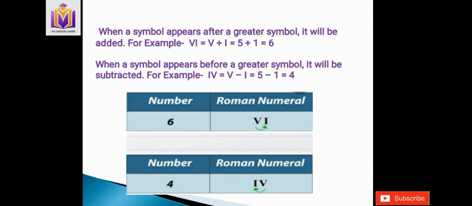Here is an example. A diagram shows how a smaller letter on the right-hand side is added, so V plus I, that is 5 plus 1, makes 6. If it is on the left-hand side, we subtract, so 5 minus 1 becomes 4.